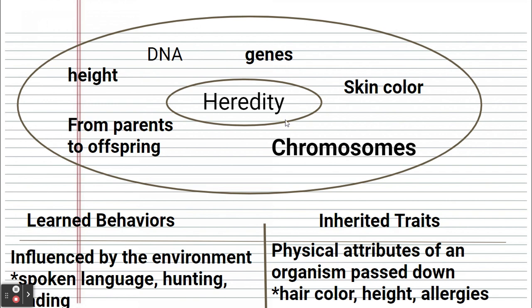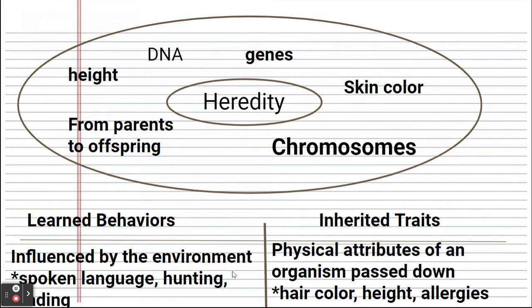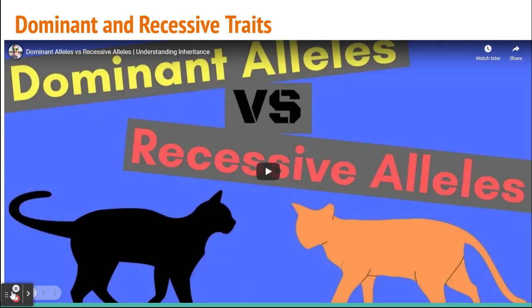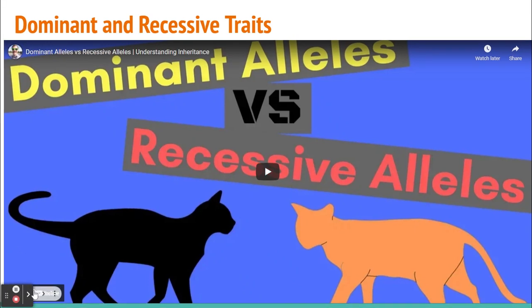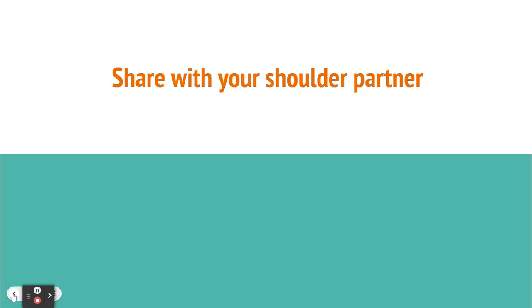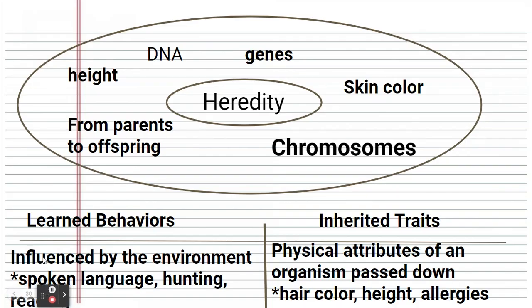Okay, going back to your thinking map, we are going to write in learned and inherited traits. Learned behaviors are influenced by the environment, things like spoken language, hunting, reading. Those are all examples of that. Inherited traits are physical attributes of an organism passed down. These things would be like hair color, height, allergies.